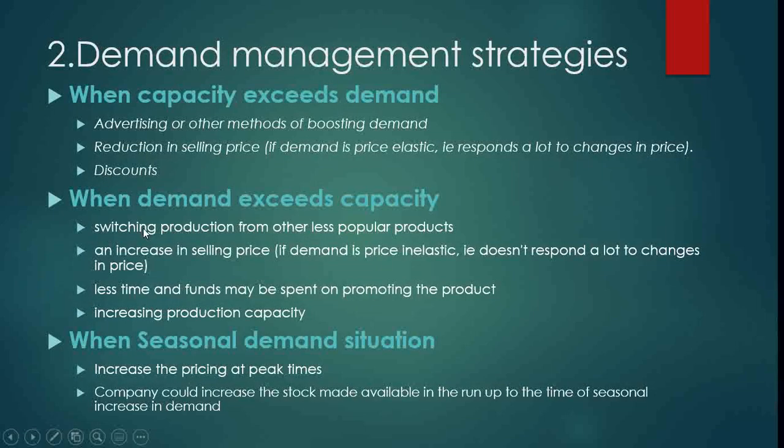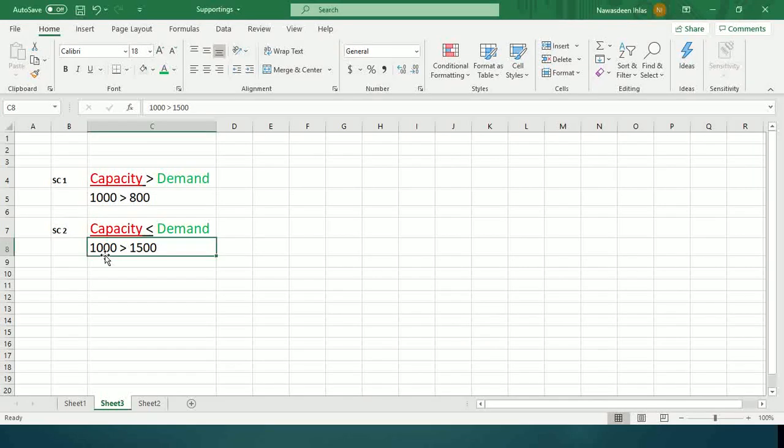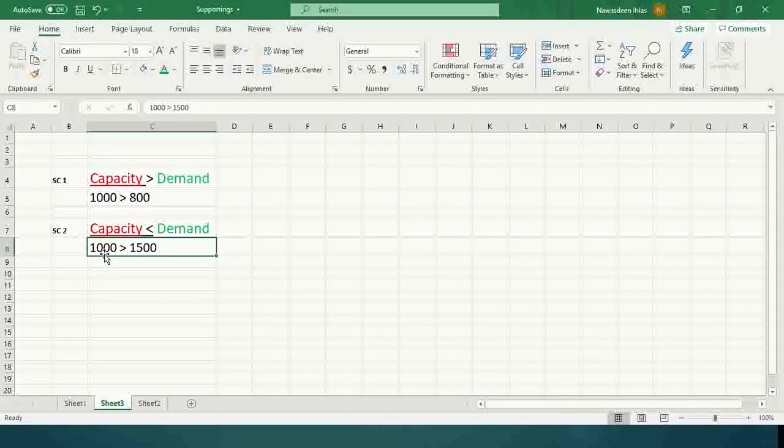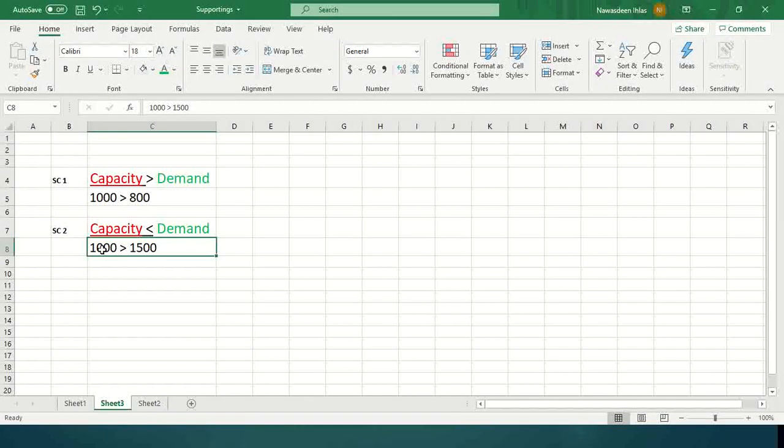Or either what we can do, we can switch production from other less popular products, which means there can be some products having a lower demand, and some products having higher demand. We have limited resources. So from the lesser demand products we can take the resources out and we can use those resources for higher demand products.